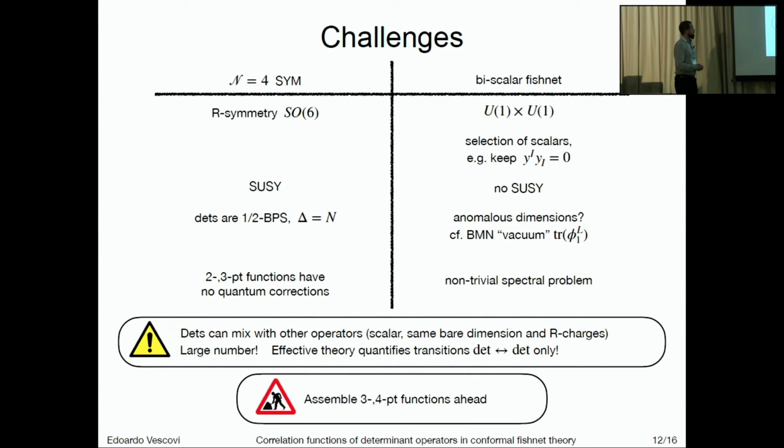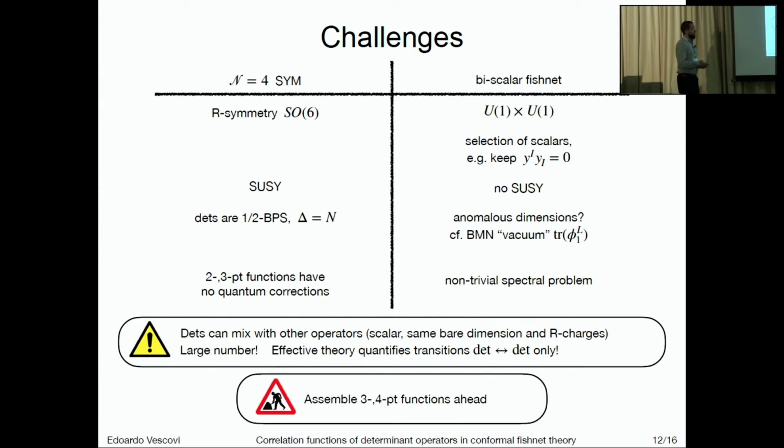Now the procedure for these determinants is complicated by the extent of the potential operator mixing. They potentially mix with other operators that are spinless, same bare dimension and R charges. These operators, if you don't have a guideline, can come in a very large number. It is difficult to get a handle on them, unlike some examples done in the Fishnet for short operators. And there is also a technical limitation, because speaking about 2-point functions, we cannot, with the current technology, handle transitions from determinants to other sorts of operators that are not determinants.